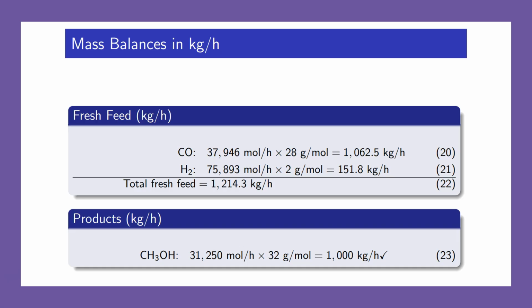So the fresh feed rate, that is fresh carbon monoxide, 37,946 mole per hour. We multiply it with 28 gram per mole, so that will be 1062.5 kg per hour. Similarly hydrogen, we have 75,893 mole per hour flow rate, so multiply it with molecular weight 2 gram per mole and divide by 1000, so we get 151.8 kg per hour. So total fresh feed will be 1214.3 kg per hour, and product we already know, that is 1000 kg per hour.